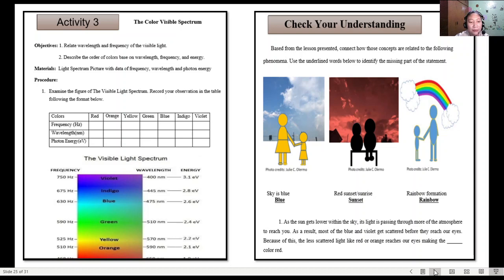In activity number 3, we see here the visible spectrum. There, at the bottom. You're just going to examine the figure below, and then write the frequency, wavelength, and photon energy. Frequency has a unit of hertz. Hertz is the surname of the one who proposed or discovered it. And then wavelength, nanometer, that is its unit. And then photon energy, in eV.